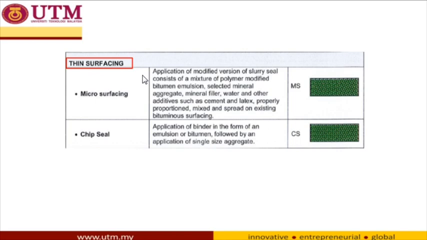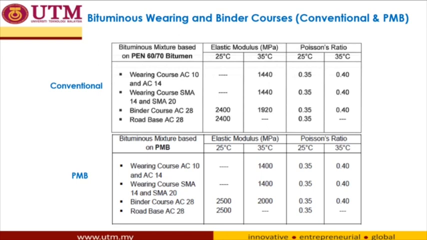Other than that, we also have thin surfacing. Normally, thin surfacing is used for low volume roads, such as micro surfacing and chip seal. Okay, what about the properties of this material?